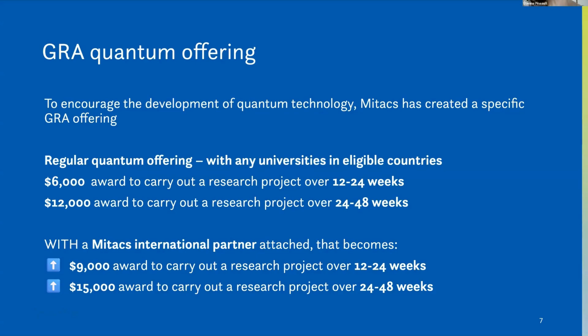Now, the second offering is with Mitacs international partners. So Mitacs as an organization has some specific key partners around the world. And when the quantum project is with one of these partners, then the funding is slightly higher. So for the shorter duration of 12 to 24 weeks, the funding goes up to $9,000. And for the longer period of time, so 24 to 48 weeks, it can go up to $15,000.